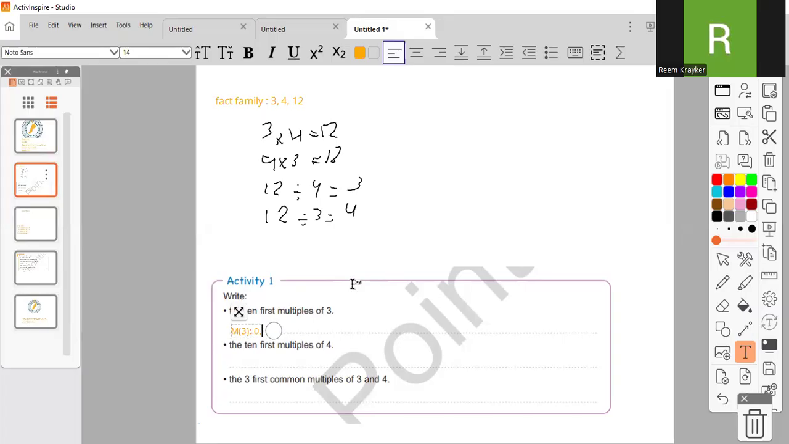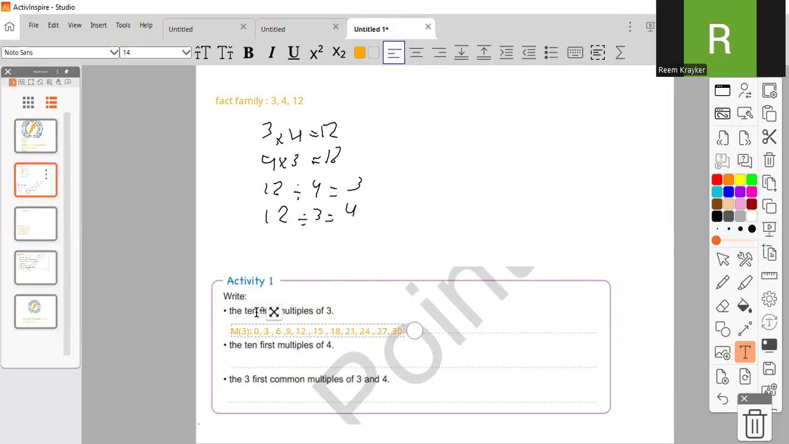So then 3 times 1 is 3. 3 times 2, 6. 3 times 3, 9. I'm writing the multiples. 3 times 4 is 12. 3 times 5 is 15. 3 times 6, 18. Then 21, 24, 27, 30.